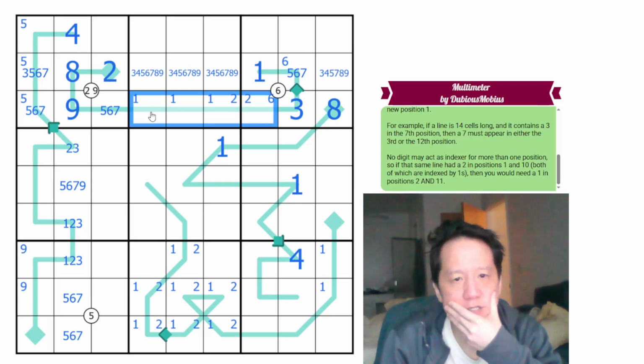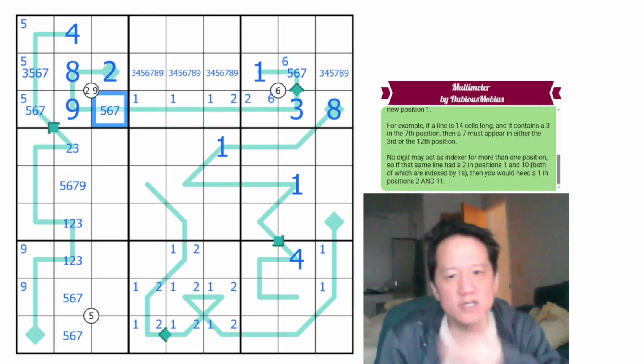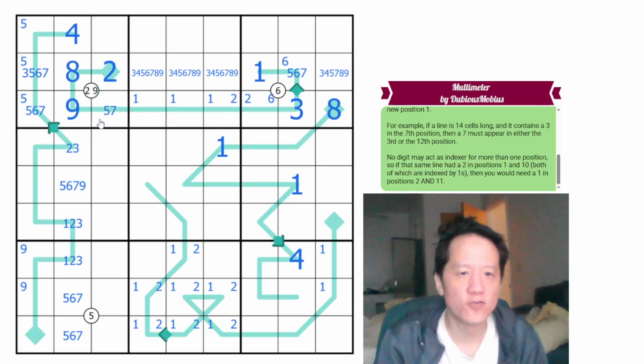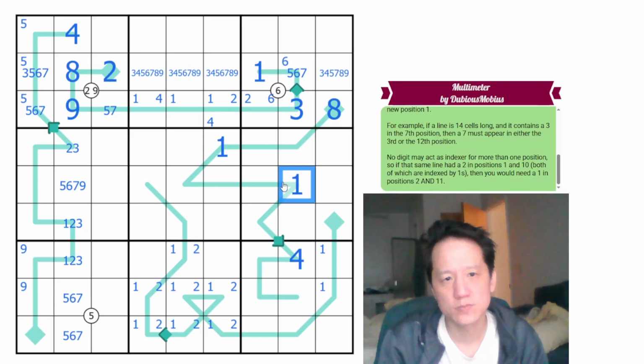remaining digits here. One of these is a 6, so this can never be 6. Therefore, 4 is either in the 5th or the 7th position. So this is either 4 or this is 4. Whatever digit is here has to be the same as that digit.